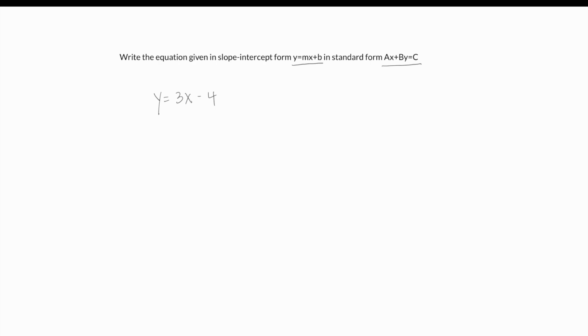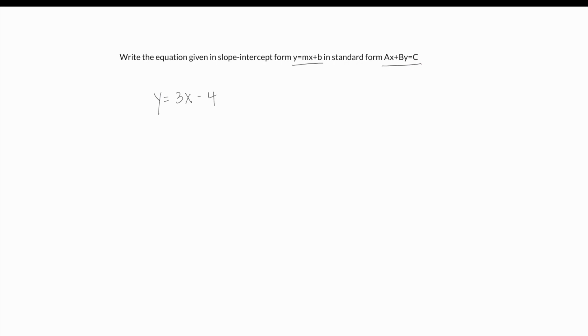So the major difference between these two forms is, if you look closely, in slope-intercept form, the only thing on the left side is your y. And the x and a free number b, that's the number without the x, are both on the other side, on the right. With standard form, the x is on the left and the y is on the left and the free number is on the right. So that's the major difference.